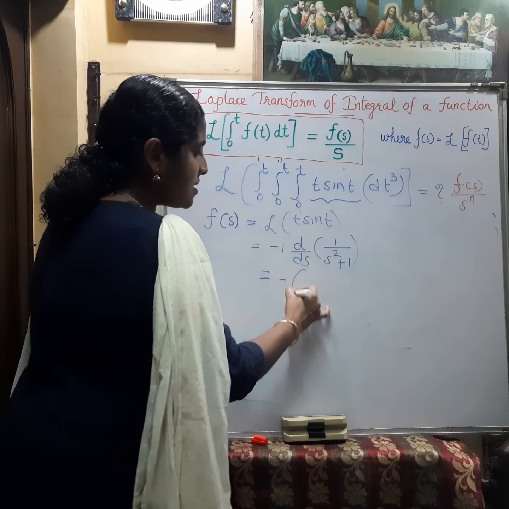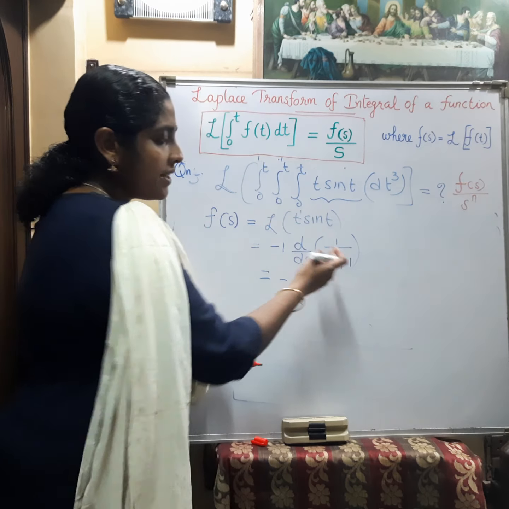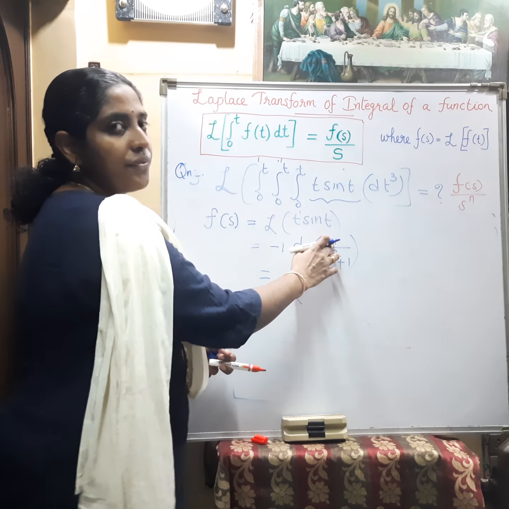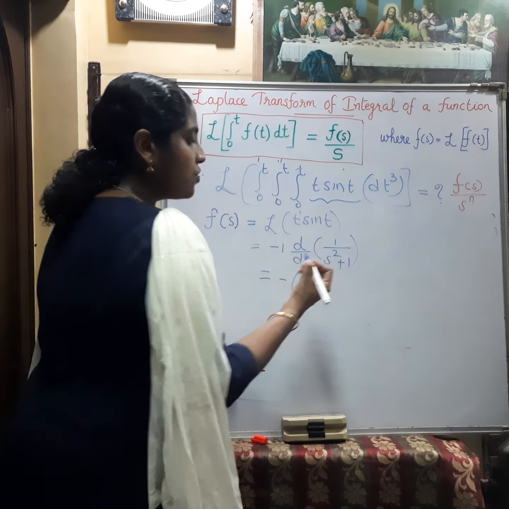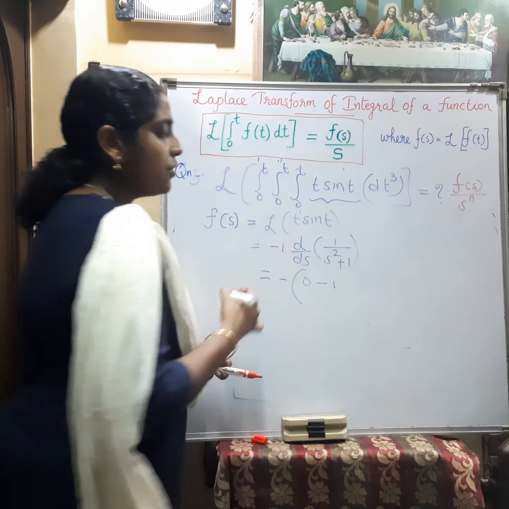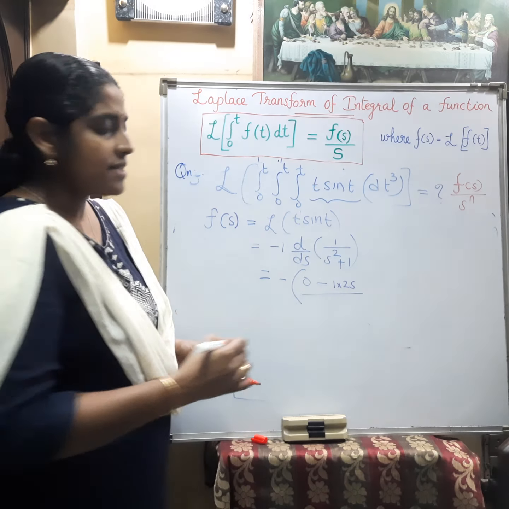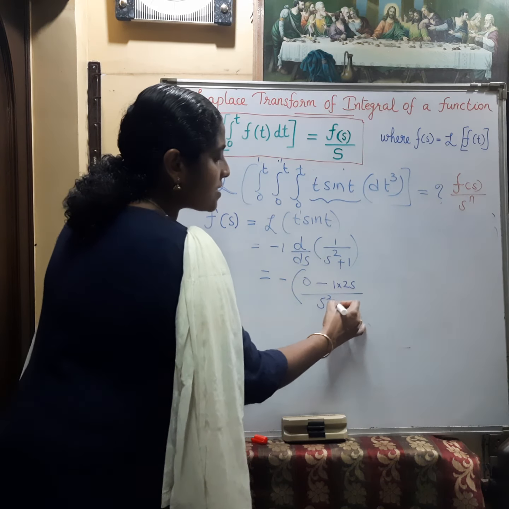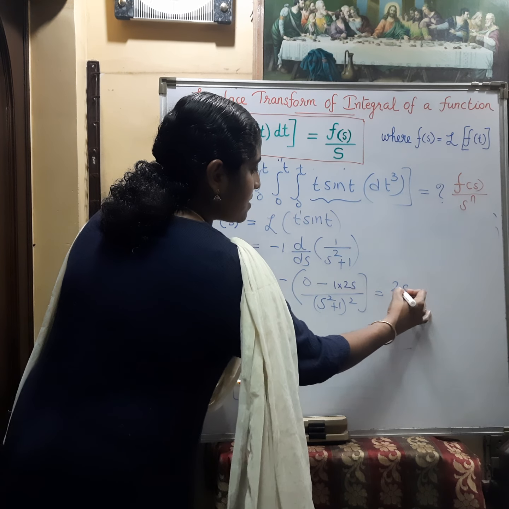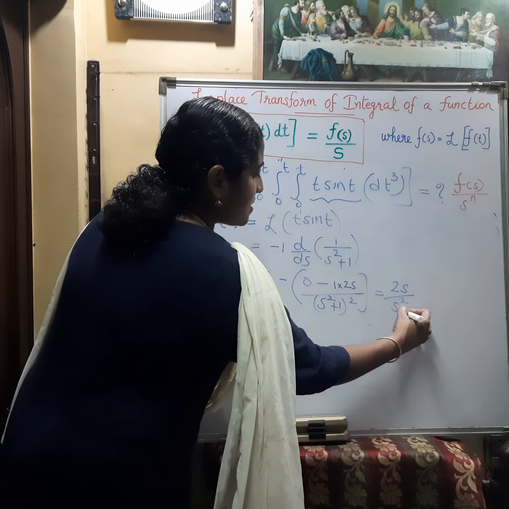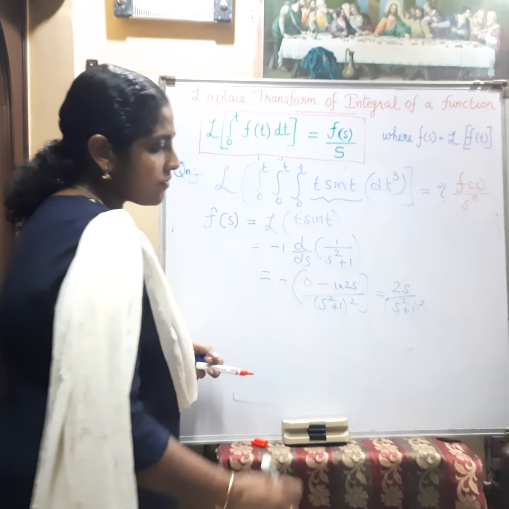So how can we find this? That is minus d/ds of 1 by s² + 1. Denominator s² + 1 into the derivative of numerator, 1, whose derivative is 0, that term will cancel, minus numerator 1 into the derivative of denominator s² + 1, which is 2s, divided by denominator square, (s² + 1)². So we are getting 2s divided by (s² + 1)².